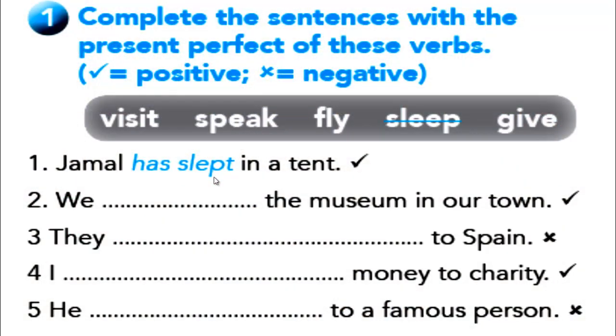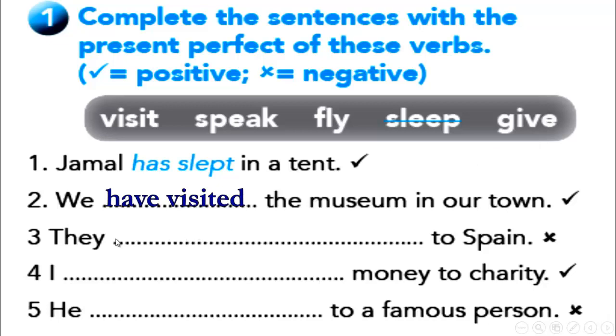Okay, now let's move to the second one here. We visited the museum in our town. The sentence, yes, that's right, it's a positive one. So we are going to use what? Have. Okay, but what is the verb here? Can we say visit, speak, fly, or give? Which verb fits here? Excellent. We have visited. We have visited the museum in our town.